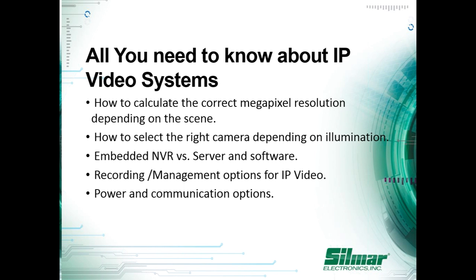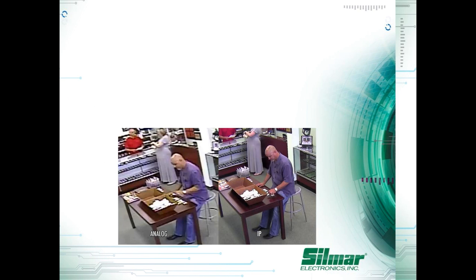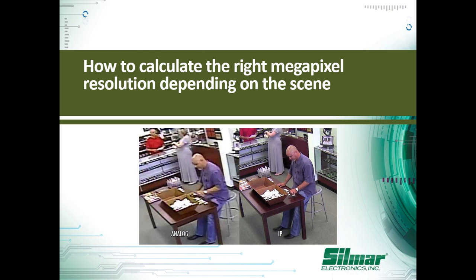So let's start off with talking about how do you select the right megapixel camera for your jobs. So as you can see here, just a quick recap as to what analog video looked like and what IP video looks like now. You can see there's a lot more resolution, a lot better video, and a lot more useful image that we can actually use, in the event of some sort of playback that needs to be used.